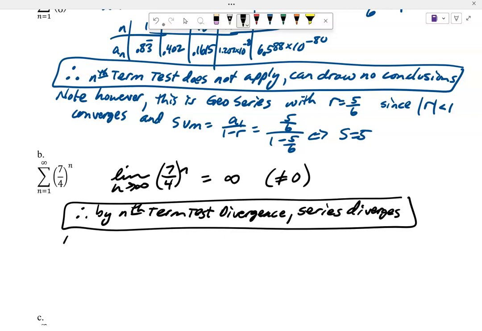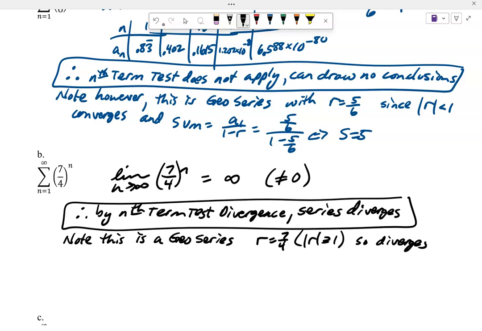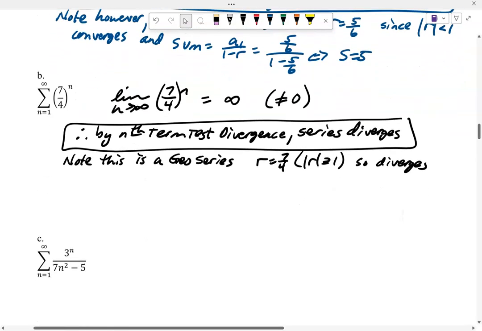Note again, this is a geometric series again. Our r is 7/4, and since that is greater than or equal to 1, we know by the geometric series test it diverges as well. Again, this question's asking us to use the nth term test to make some conclusions, but I just want to point that out. The geometric series did apply to both of these first two.